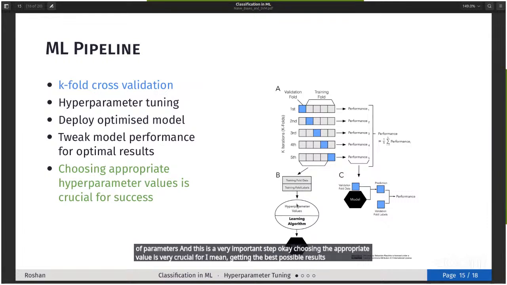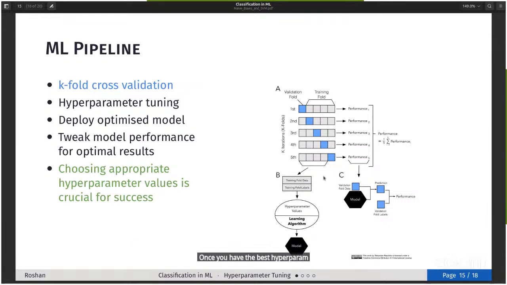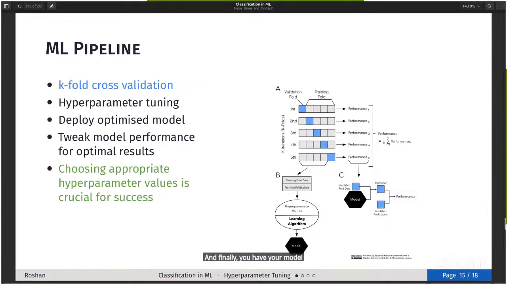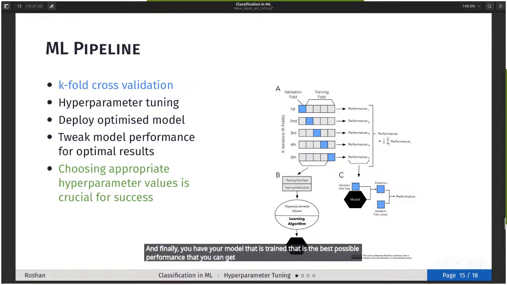Once you have the best hyperparameter values, what you do is you train your model again based on the training data. And finally, you have your model that is trained, that is the best possible performance that you can get based on these set of hyperparameter values, okay?